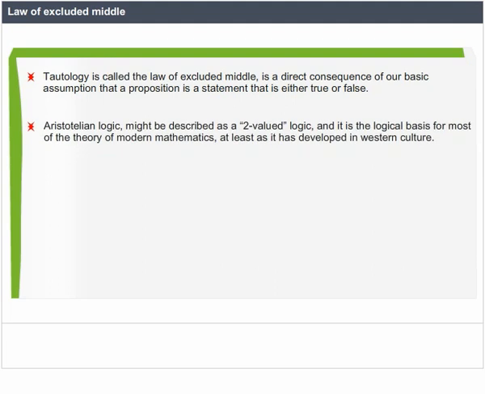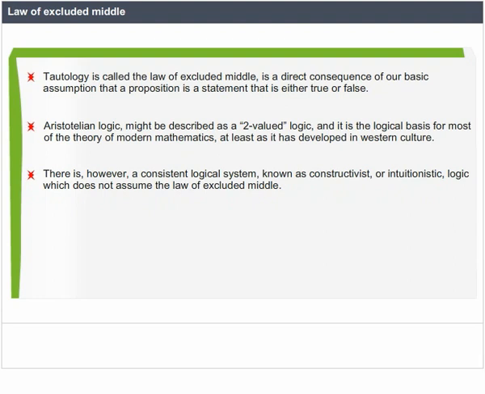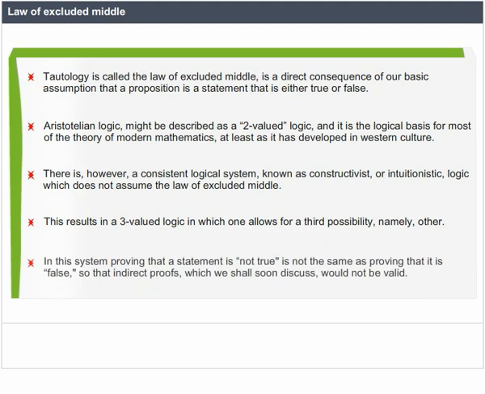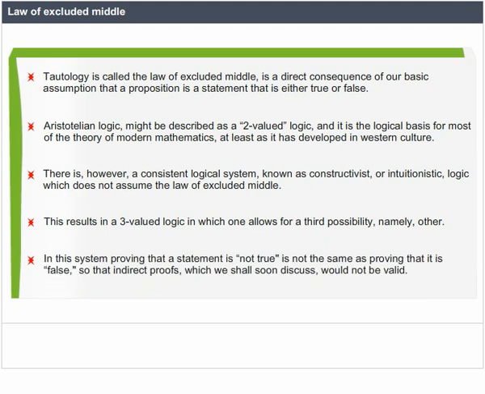Aristotelian logic might be described as a two-valued logic, and it is the logical basis for most of the theory of modern mathematics, at least as it has developed in Western culture. There is, however, a consistent logical system known as constructivist or intuitionistic logic, which does not assume the law of excluded middle. This results in a three-valued logic in which one allows for a third possibility, namely other. In this system, proving that a statement is not true is not the same as proving that it is false, so that indirect proofs, which we shall soon discuss, would not be valid.